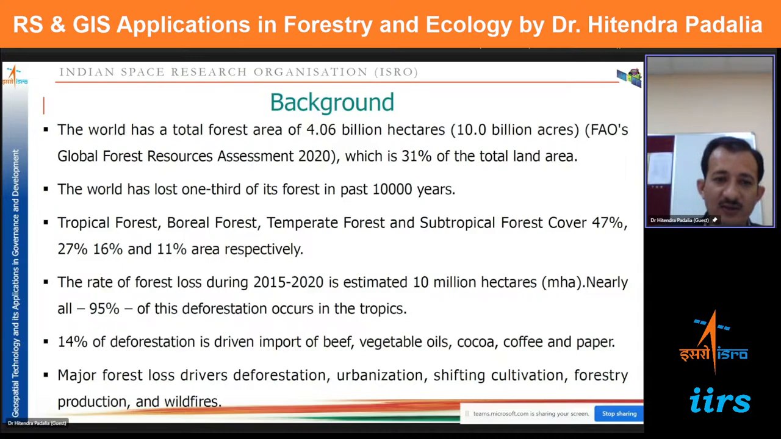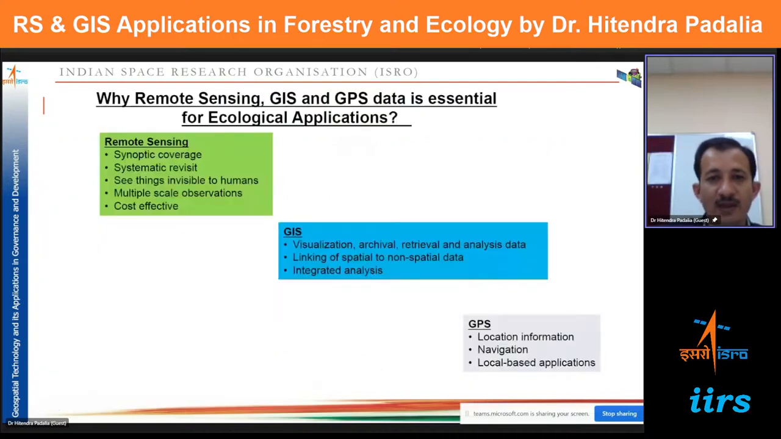So we have to generate good scientific information on forest and ecological systems, and we have to use the scientific information very judiciously so that we can ensure sustainable use and good conservation of our protected areas. Now, you may be knowing all these things, so I will not go into detail of these.